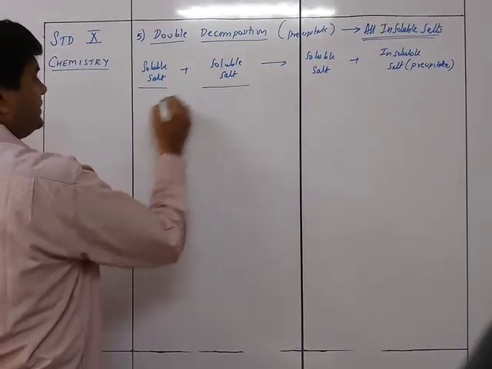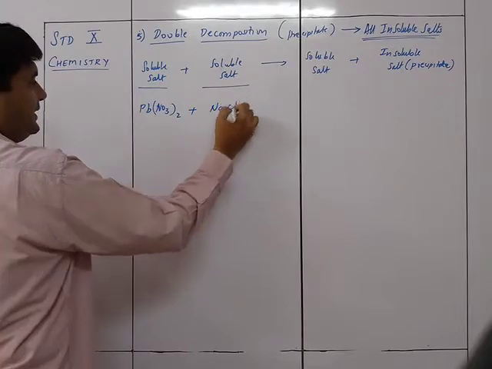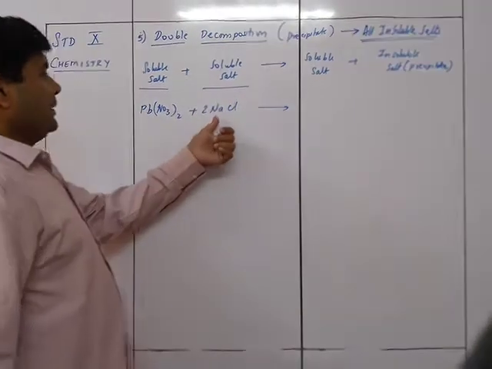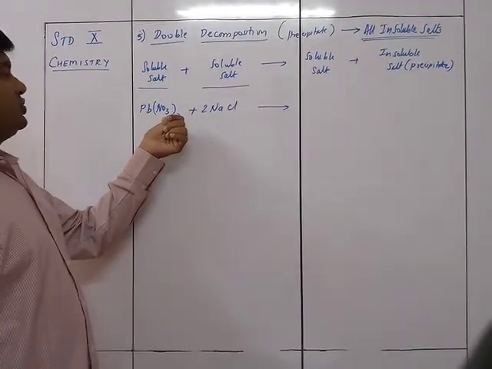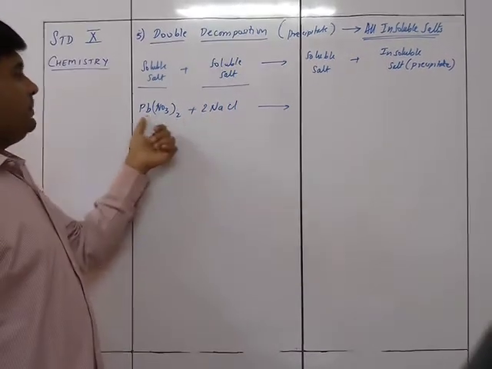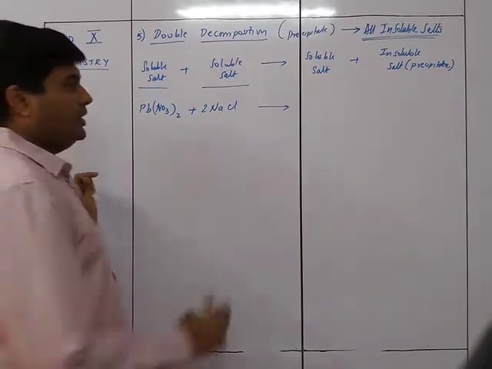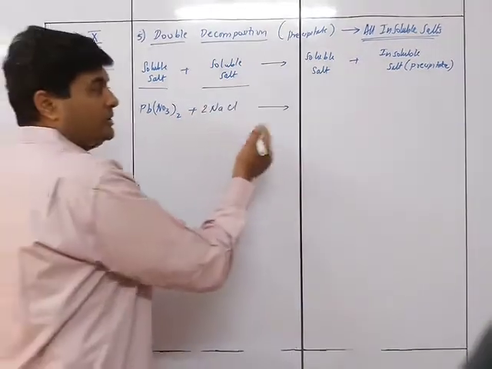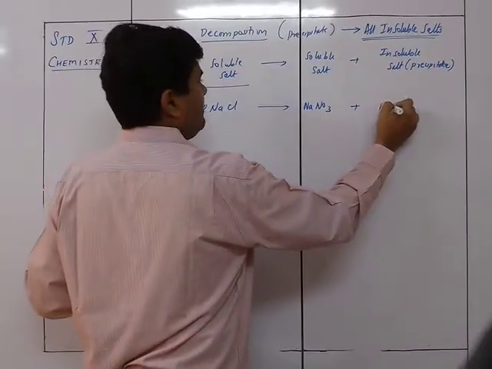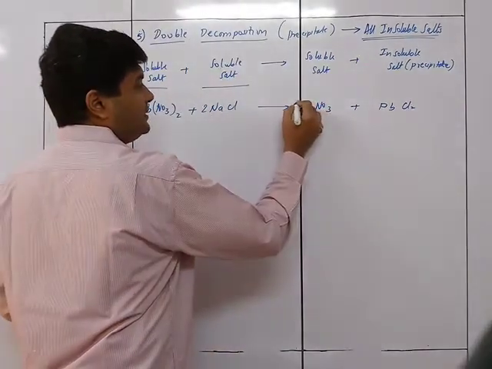The first one is given as Pb(NO3)2 plus NaCl. Okay, so we see over here, nitrate is strong, sodium is strong, chlorine is weaker than nitrate, and Pb is weaker than Na. So that's why Pb and Cl will combine together and Na and NO3 will combine together to give you the soluble salt, as all sodium salts are soluble. That's why it will be NaNO3, which is a soluble salt, and the resultant will be PbCl2, which is going to be the insoluble salt. Okay, you can balance it by putting a 2 here.